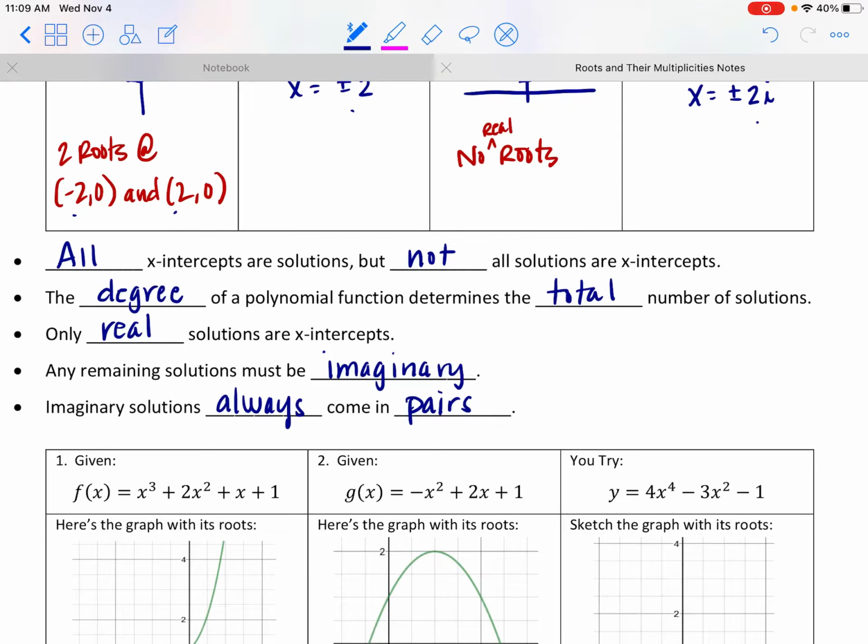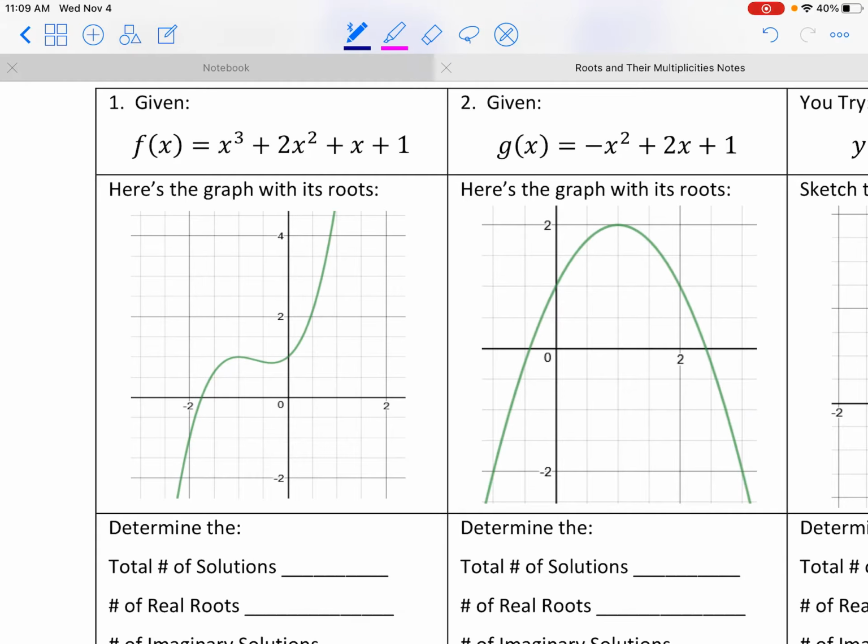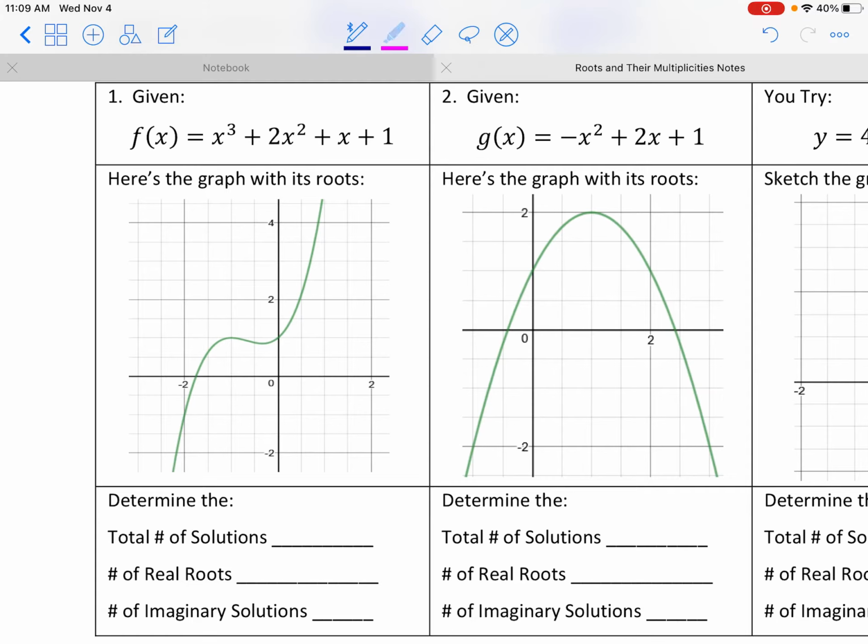All right, so let's look at some functions. In this first box, there's a 3rd degree polynomial function, which means there should be 3 solutions. The graph for this function is already created for you. So the total number of solutions is 3, based off the degree of 3.